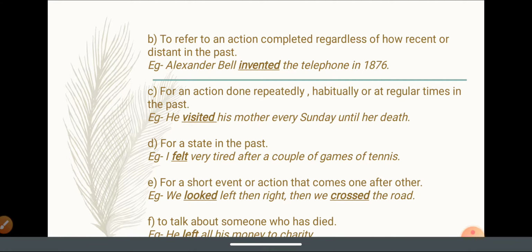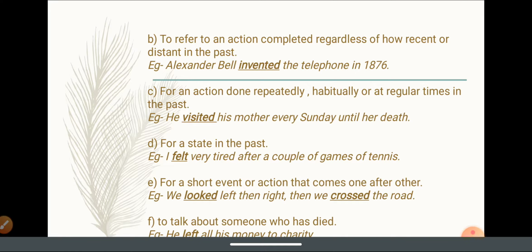For an action done repeatedly, habitually, or at regular times in the past. So if we want to describe any habit, any regular schedule, or a task which happened at repeated times in the past, we can also use simple past tense for this. Like, he visited his mother every Sunday until his death. So before the death of his mother, it was his schedule, it was his habit when he visited her.